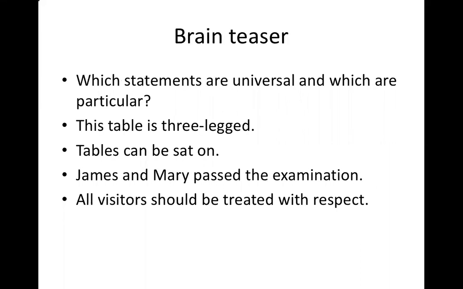A little exercise. Which statements are universal and which are particular? This table is three-legged. Tables can be sat on. So I think I should just answer them. This table is three-legged, it's particular. Tables can be sat on is universal. You can't count it because it's an uncountable reference class.